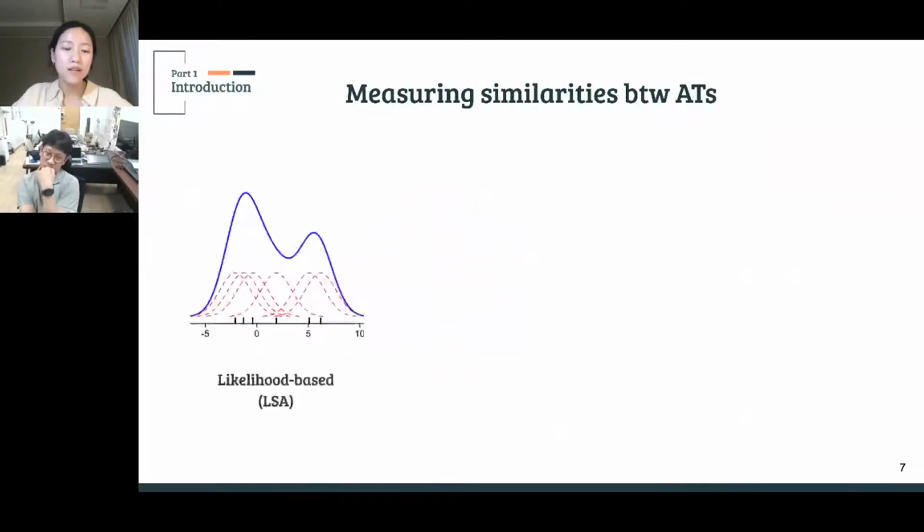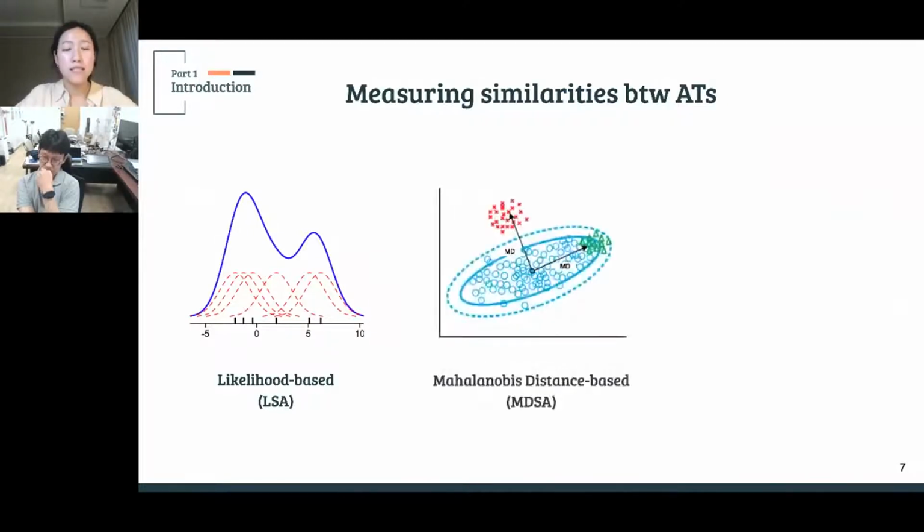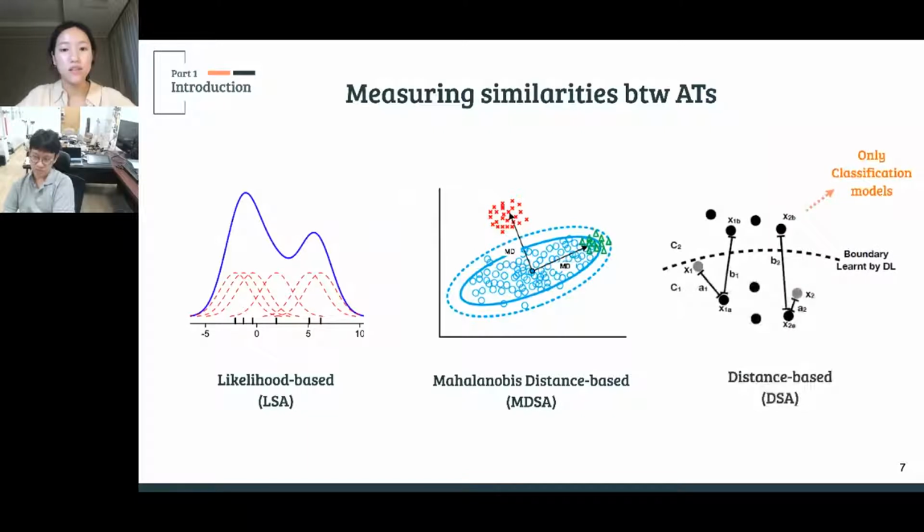The first is likelihood-based surprise adequacy, LSA for short. LSA performs kernel density estimation over the training data and computes the probability density of a new input. The second is Mahalanobis distance-based, called MDSA, which measures the distance between the distribution of training data AT vectors and a new AT vector. The last one is distance-based surprise adequacy, which calculates the Euclidean distance based on the class boundary learned during the training process. Since this calculation utilizes the class boundary, it is only applicable to classification models. For all 3 types, a higher value indicates more surprise.